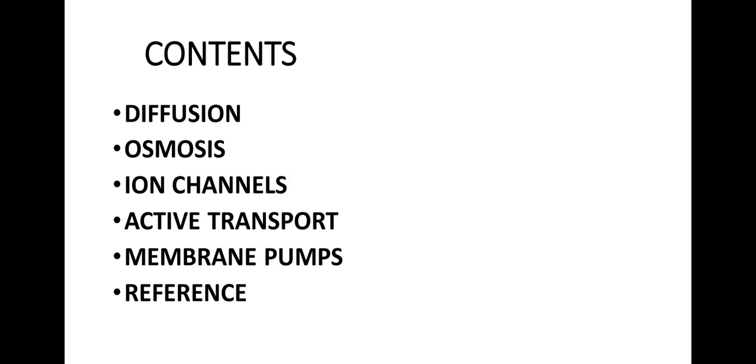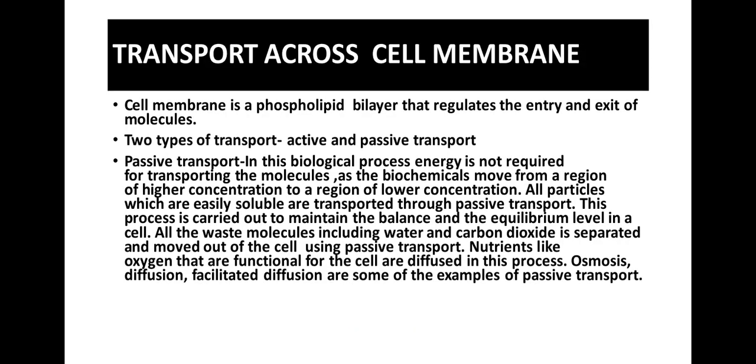In this video, we are going to learn about diffusion, osmosis, ion channels, active transport, membrane pumps, and their differences. So, transport across the cell membrane. The cell membrane is a phospholipid bilayer that regulates the entry and exit of molecules. There are two types of transport: active and passive transport.